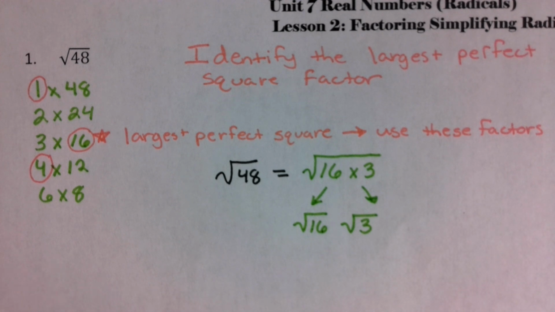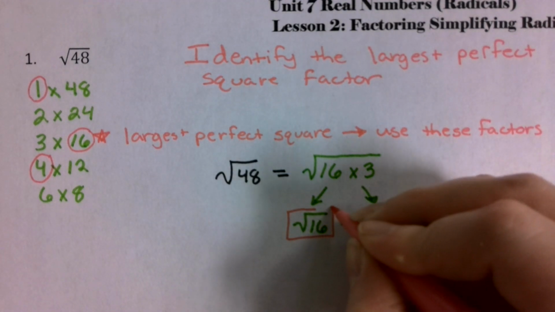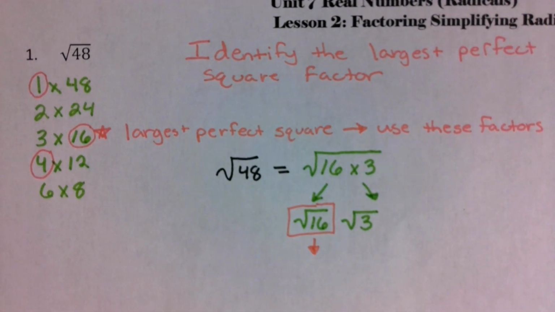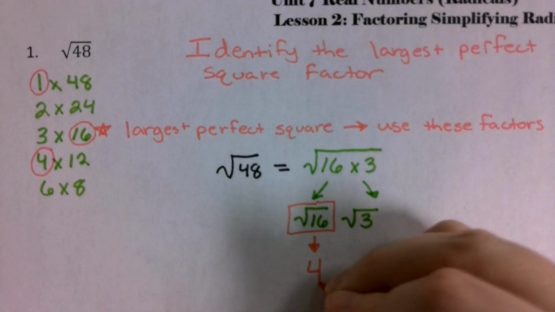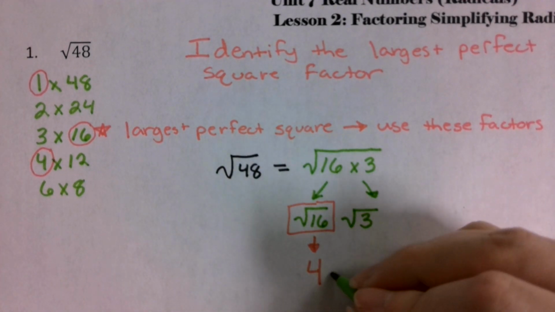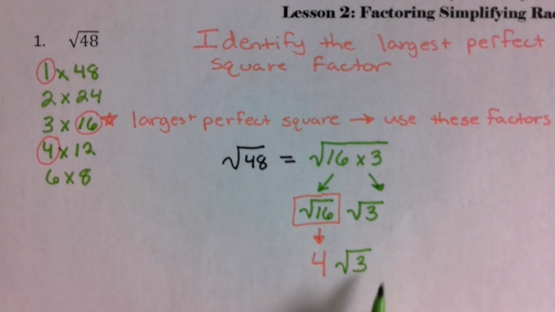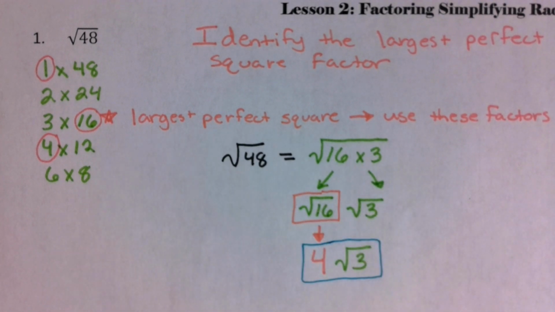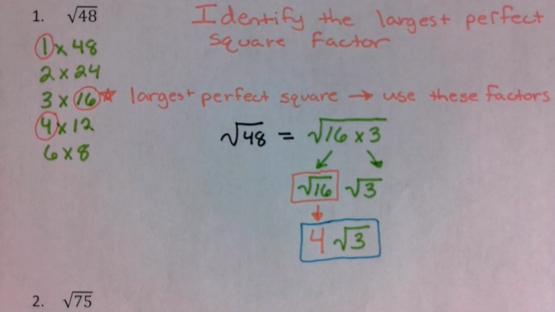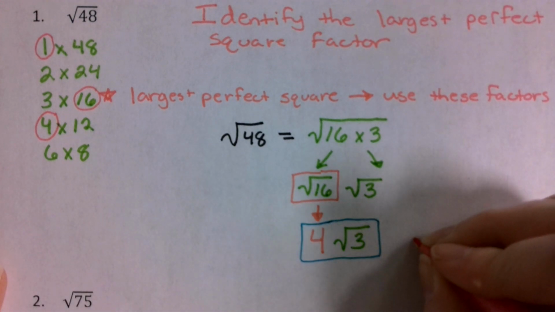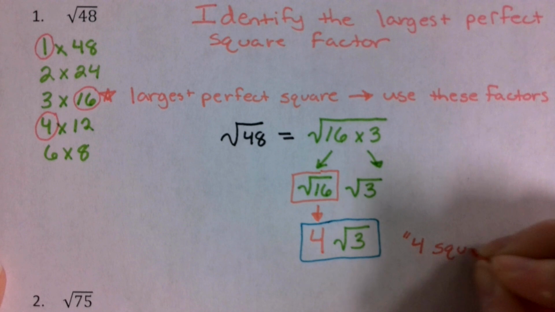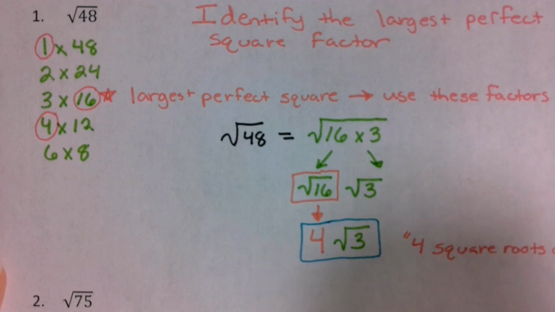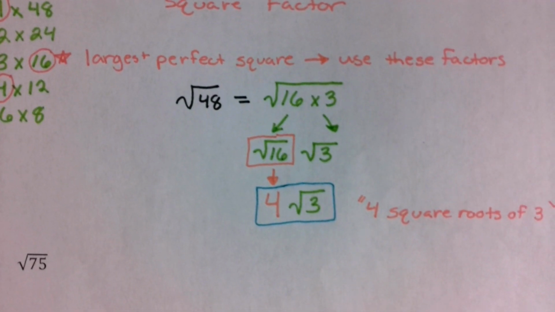And then here's the nice thing. Again, square root of 16 happens to be a perfect square. What is the square root of 16? 4. So we get 4 and then square root of 3. This is our final answer. And the way that we read this, when we say our answer, we say 4 square roots of 3.